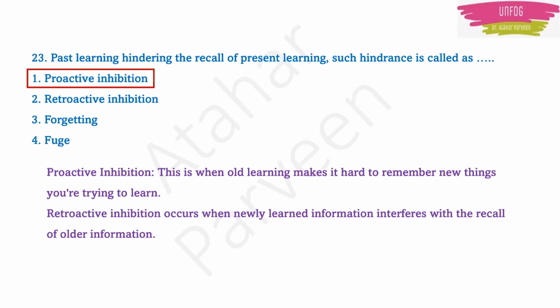Then talking about retroactive inhibition, this actually happens when newly learned information interferes with the recall of older information. So if I am trying to learn something new now, that is interfering with the older information. That is retroactive inhibition. Proactive inhibition and retroactive inhibition are two types of hindrances which are not allowing us to learn new information properly. Clear, right?